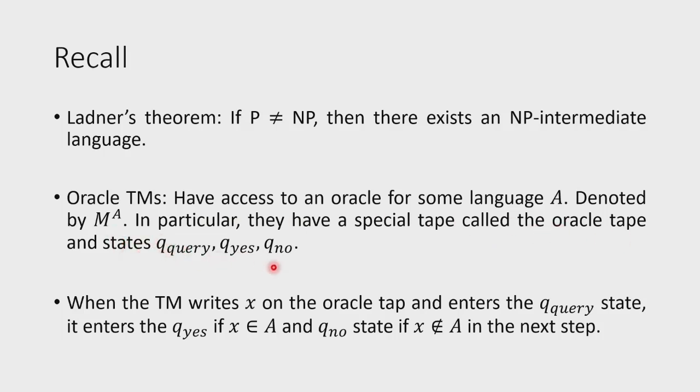and three special states: q_query, q_yes and q_no. How they function is the following. When the Turing machine writes x on the oracle tape and enters the q_query state, in the very next step it enters the q_yes state if x is in A and the q_no state if x is not in A. So basically the oracle helps this Turing machine decide whether x is in A or not in unit time.